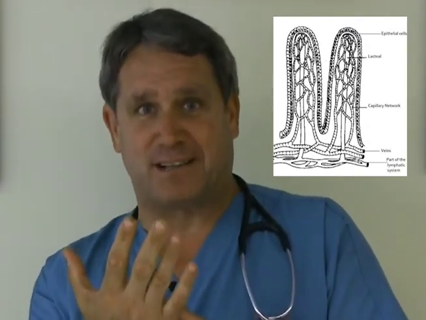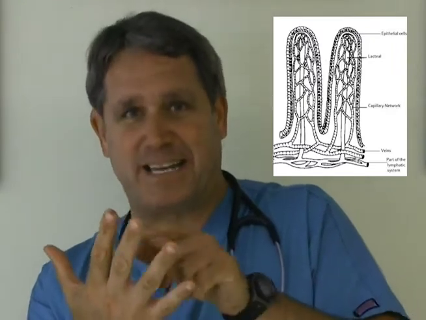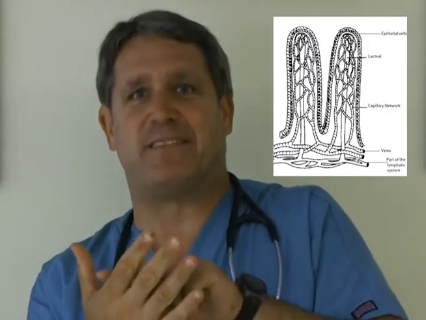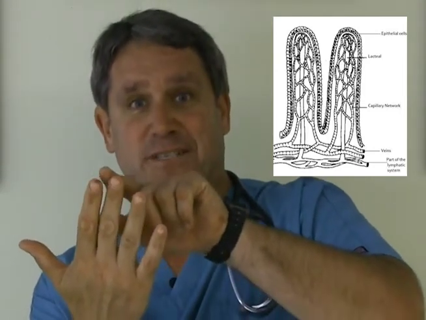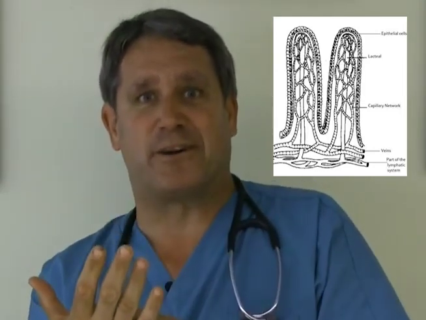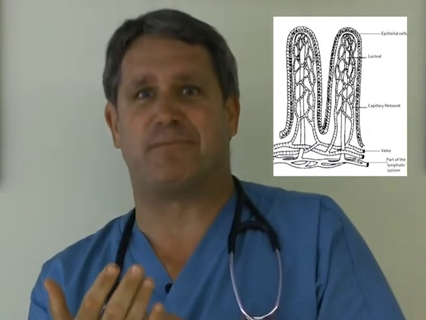Normally the cells which line the villi mature in these in-between areas. They're called crypts, and then they migrate up to the tips of the villi. As they migrate up towards the tips of the villi, they acquire their nutrient absorbing capabilities.